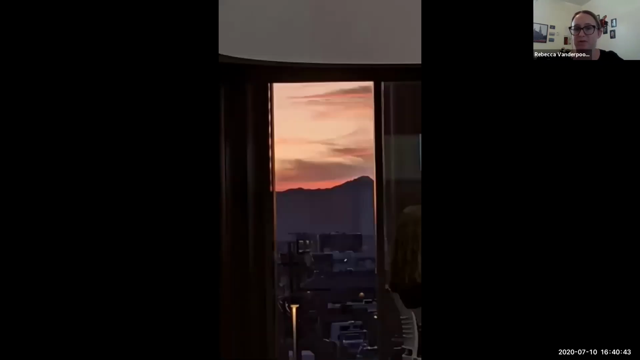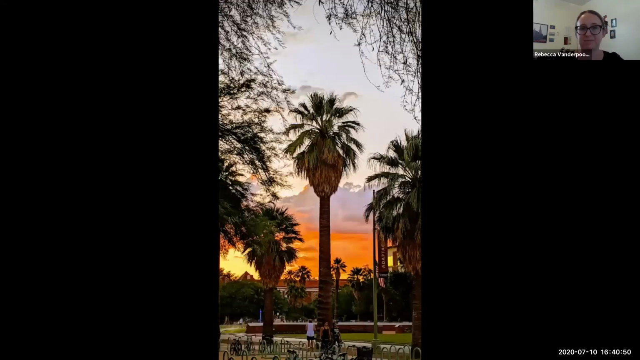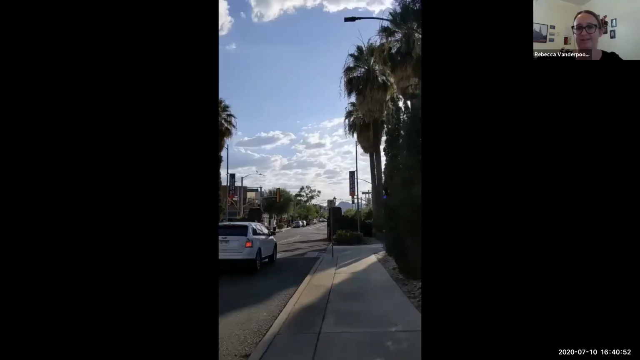One great thing in Arizona are their sunsets, where you get the beautiful southwest colors that come through, as well as the cactus. Now we're leaving the campus.